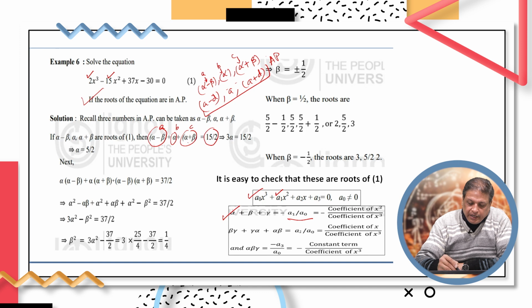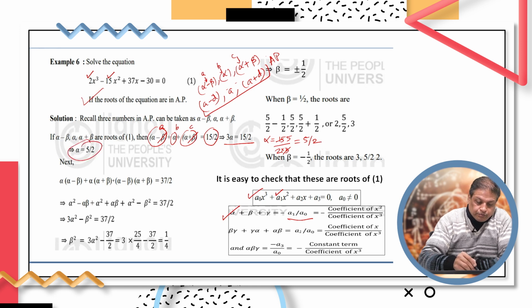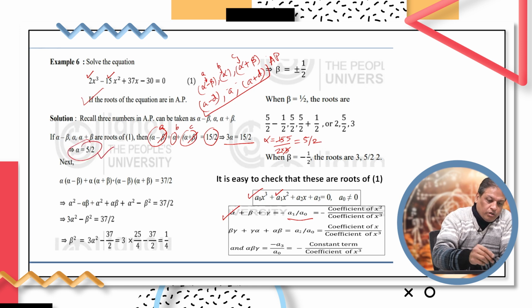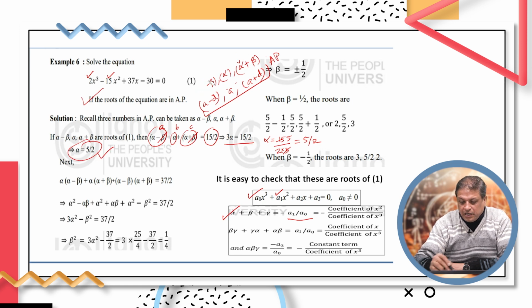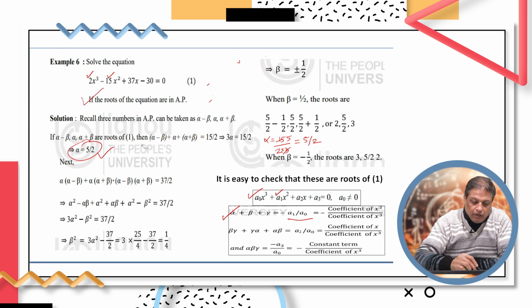On the left hand side, beta will be cancelled with minus beta. So, we will have 3 alpha is equal to 15 by 2, and this implies alpha is equal to 15 by 2 into 3, and 3 will cancel out, and you will get alpha equal to 5 by 2. I hope you understood how we applied this identity and got the first expression, that is alpha.